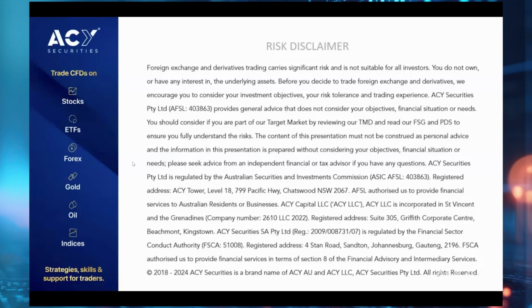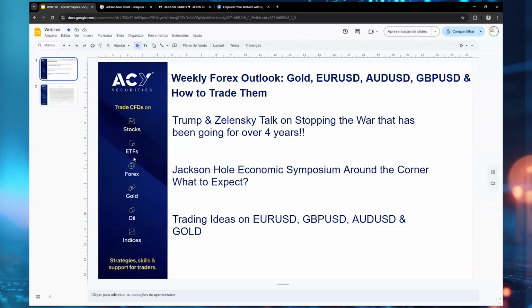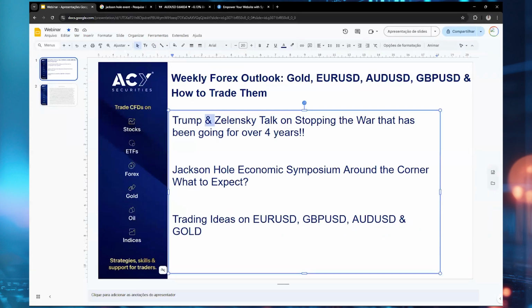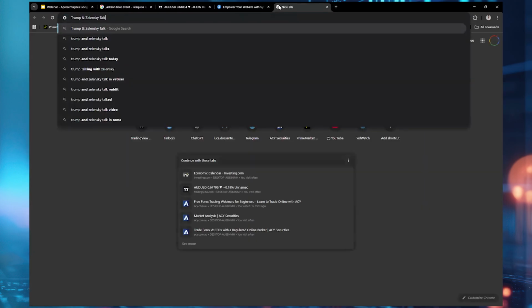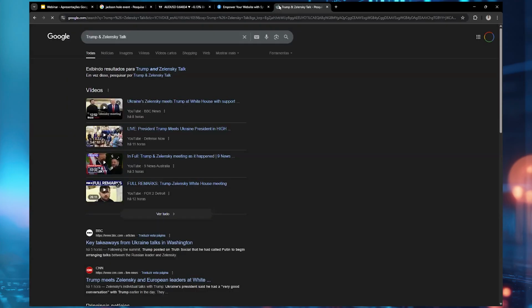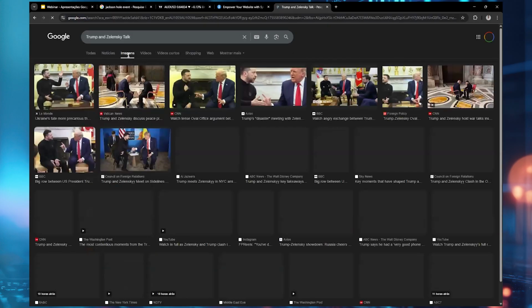Perfect. Cool. So first thing is Trump and Zelensky. They talked yesterday. Yesterday was Monday here in Australia. So they had a talk, had a chat, best friends. It was quite an interesting chat, right?